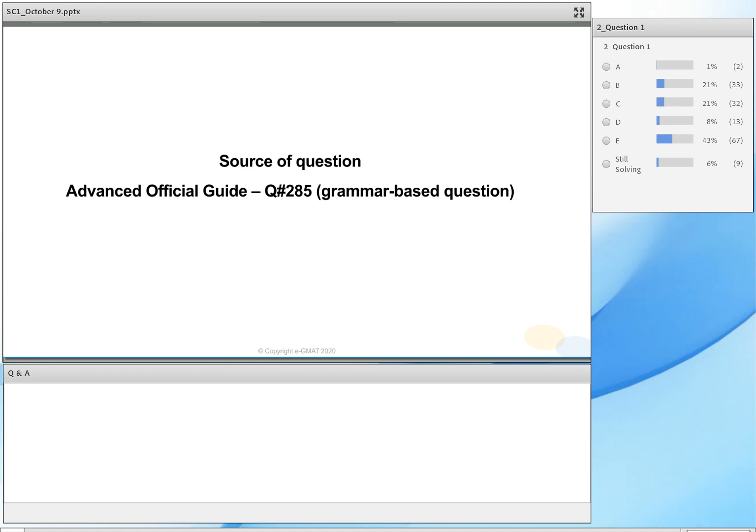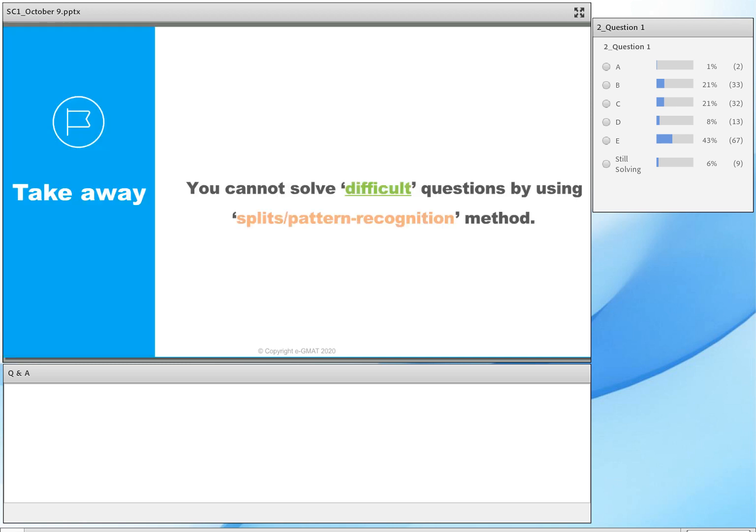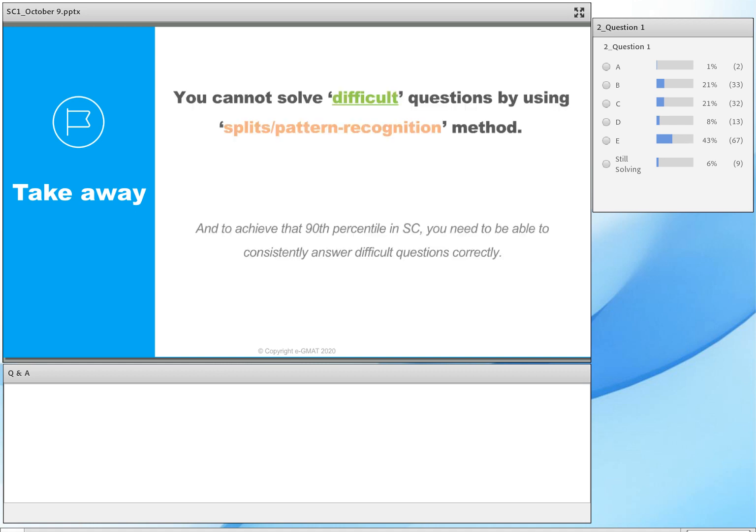Now, just for your reference, this is an official question. The official guide identifies this question as a grammar-based question, but it actually requires understanding the meaning used in this sentence, specifically the underlined portion. So even if you tried the splits method for this question, it did not work for you. That's your takeaway: the splits method does not work on difficult questions, because the more difficult a question is, the more it plays on logic, not so much on grammar. Identifying grammar is easy, but identifying logic requires a very good understanding of the original sentence. And that is what we are going to see with this question, as to how to understand the meaning.